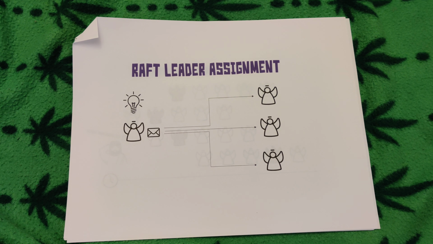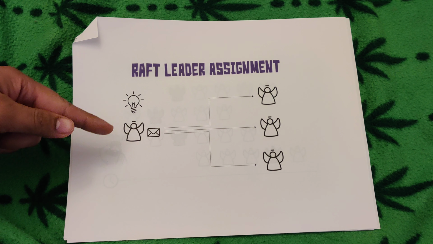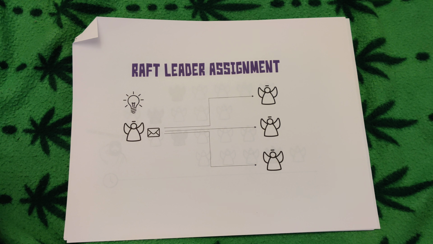In RAFT, qualified components will send a leader request to other components and wait for a reply, which is a confirmation that it has been selected as a leader. If it doesn't receive a reply, or it receives a message that it has not been chosen, it will move on and accept the decision of the other components.